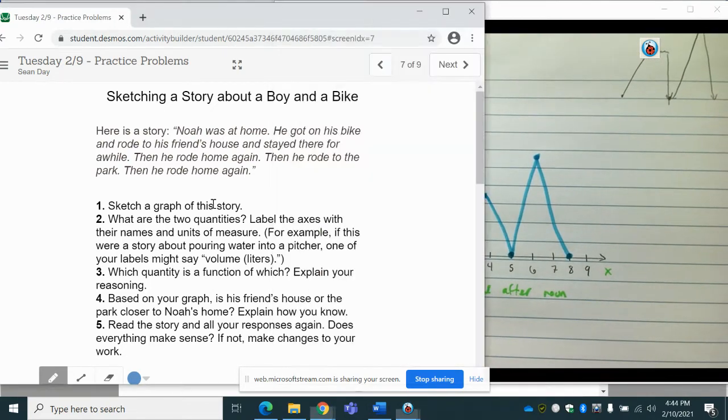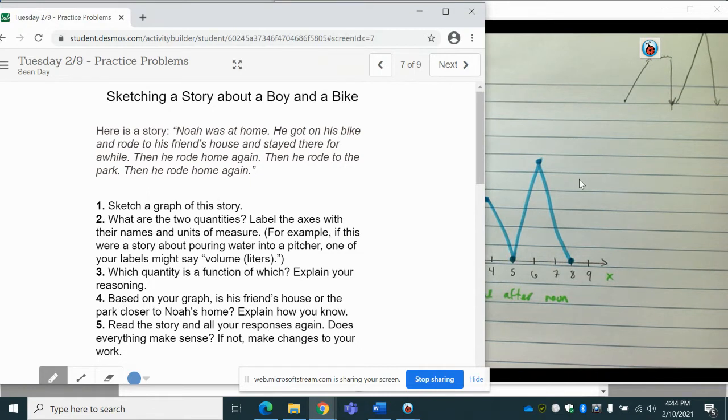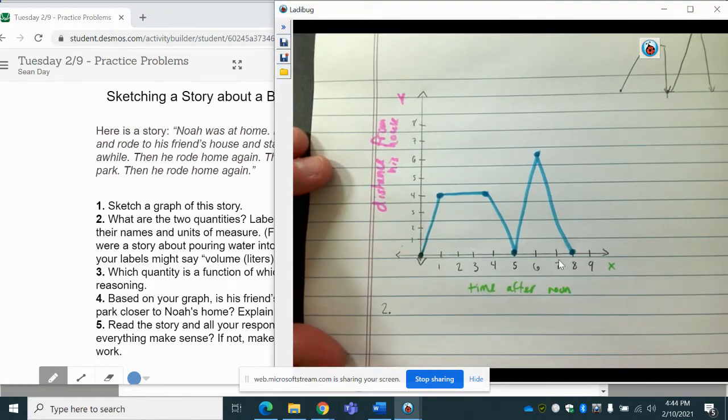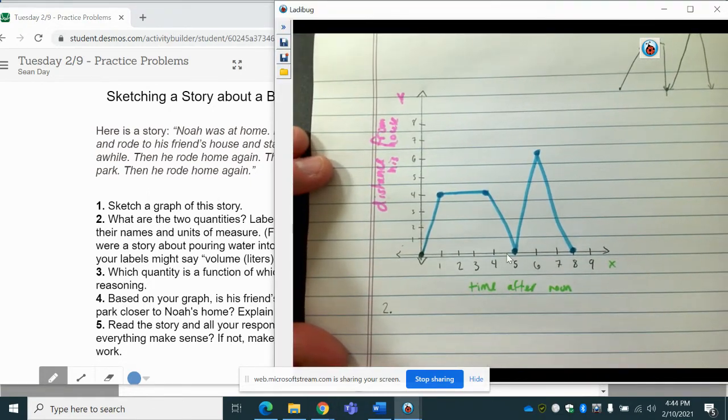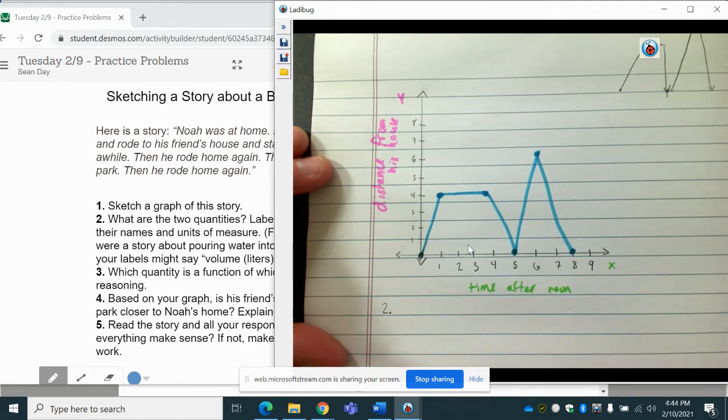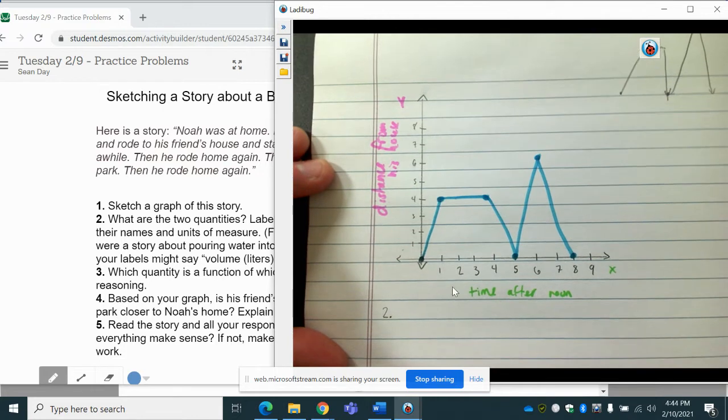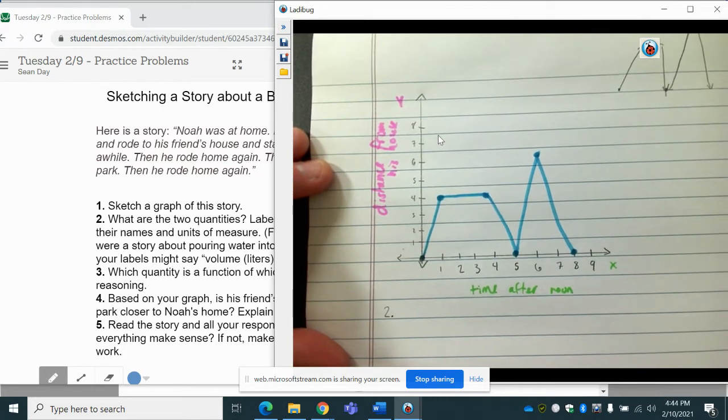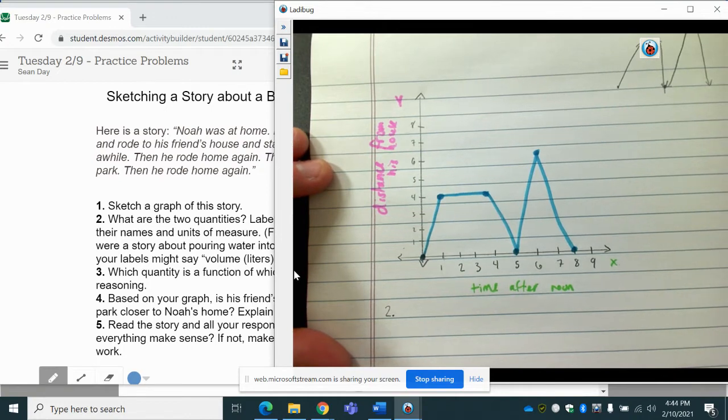So number 2 asks us to find the quantities and label the axes. Well, we did that. Our 2 quantities that we're looking at are time, specifically the hour afternoon. So 1 p.m., 2 p.m., 3 p.m., how many hours afternoon? And then the other quantity that we're talking about, the relationship between them, is his distance from his house. So at a particular time, how far away is he from his house?